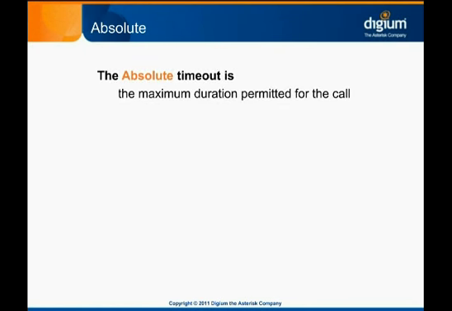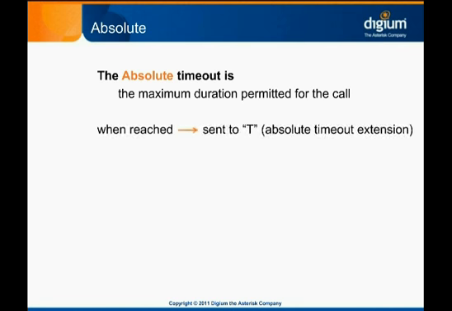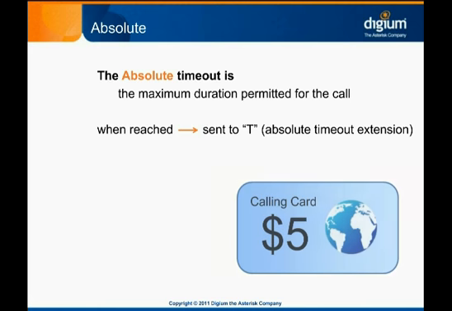Finally, we can set an absolute timeout, which is the maximum duration permitted for the call. If this timeout is reached, the call will be immediately directed to the uppercase T extension. This can be useful when you want to limit the call length, such as when using Asterisk in a calling card application or when there are per-minute fees for the call. There is no default absolute timeout. If you don't set one, there won't be a maximum call duration. Response, digit, and absolute timeouts are all specified in seconds.